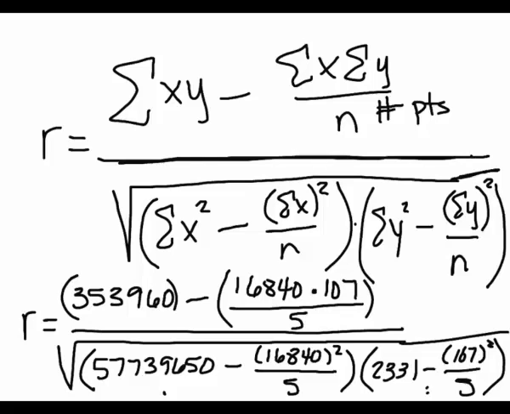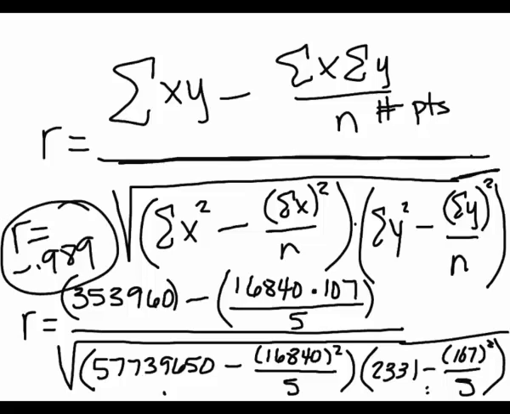I put it in the calculator just the way that I explained, and I got r equals negative 0.989, rounding to 3 decimal places. That's the correct answer. So this is a very strong negative linear correlation. It's almost a perfect negative line. That is the only one I would have time to do.